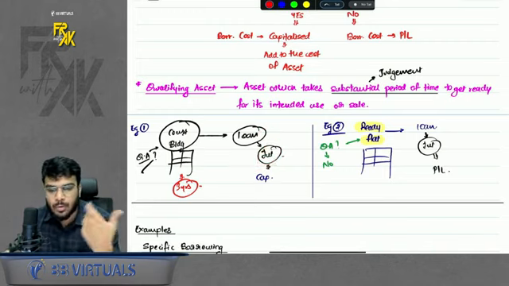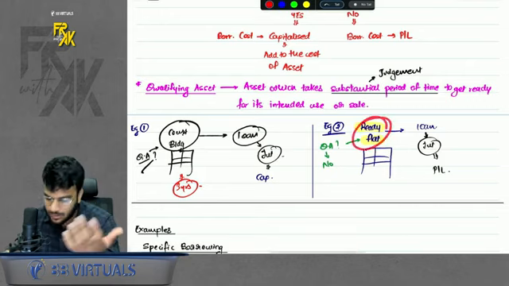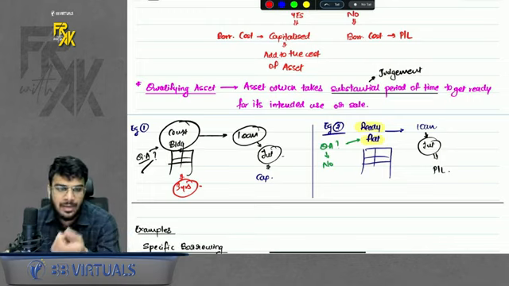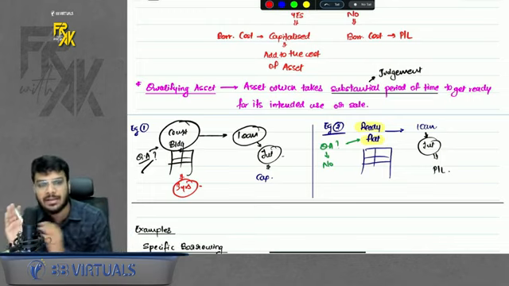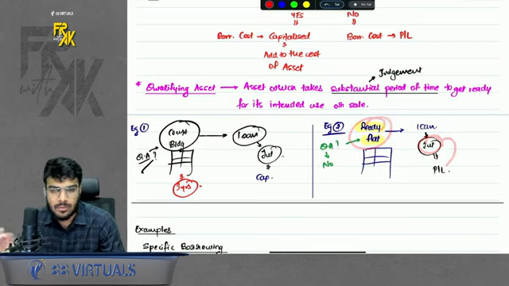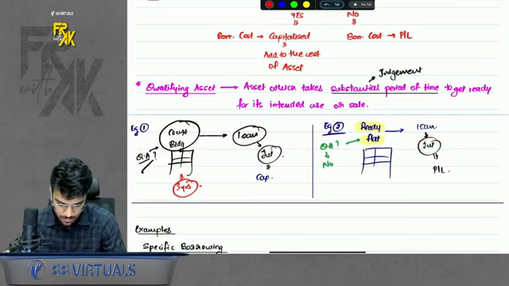But let's say for example you took a loan and you are buying a ready-made flat. That ready-made flat is not a qualifying asset. Why? Because it is not taking time to get ready. It is a ready-made flat. So in that case the interest which you are paying on this loan will not be capitalized. It will be transferred to profit and loss.